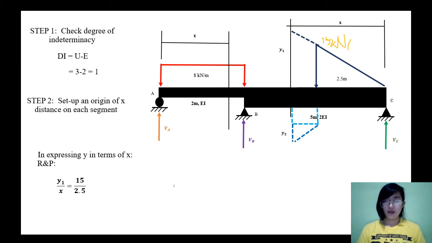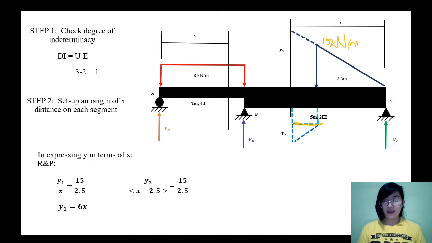This is 15 kN per m. So next, y1 over x is equal to 15 over the base, which is 2.5. So we will get y1 equals 6x. Next, let's get y2 naman. This small triangle is similar to this triangle. So y2 is equal to x minus 2.5, x minus 2.5 kasi ito.